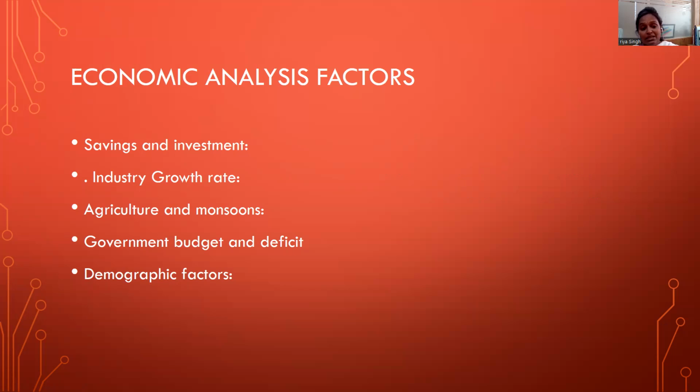Then next is industry growth. In the economy, what industries are there? In what kind of industry do you want to put your money? What is the growth rate of that industry? For example, in the COVID period, no industry was doing very well apart from one, the pharmaceutical industry. Everybody was in need of injections and medicines, so we have to see the growth rate of that particular industry.